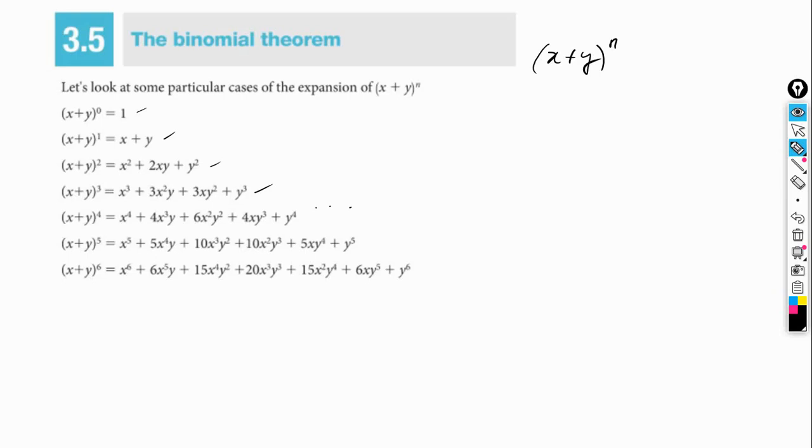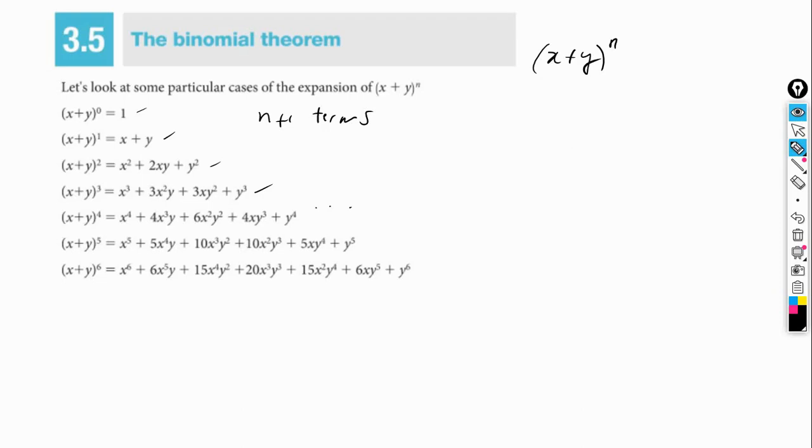First of all, notice that there are n plus 1 terms. So n is the exponent. When it's to the power of 0, there's one term. When it's to the power of 1, there's two terms. When it's to the power of 2, there's three terms, and so forth.